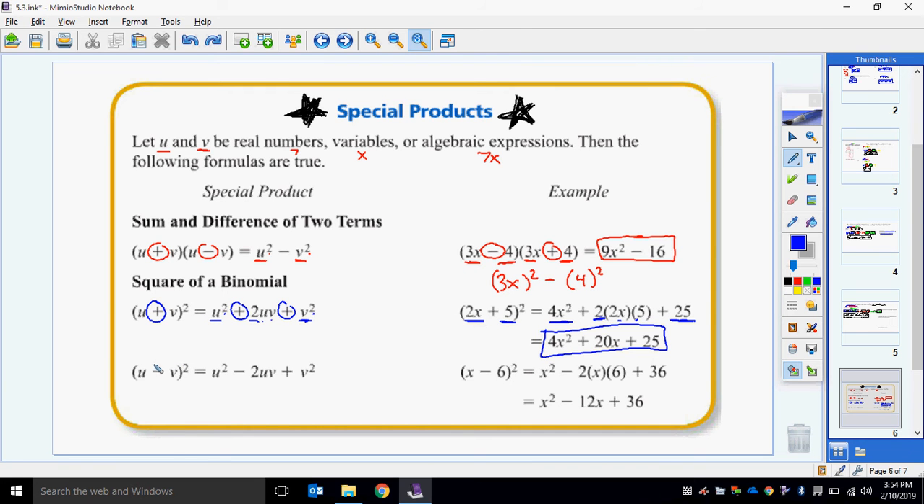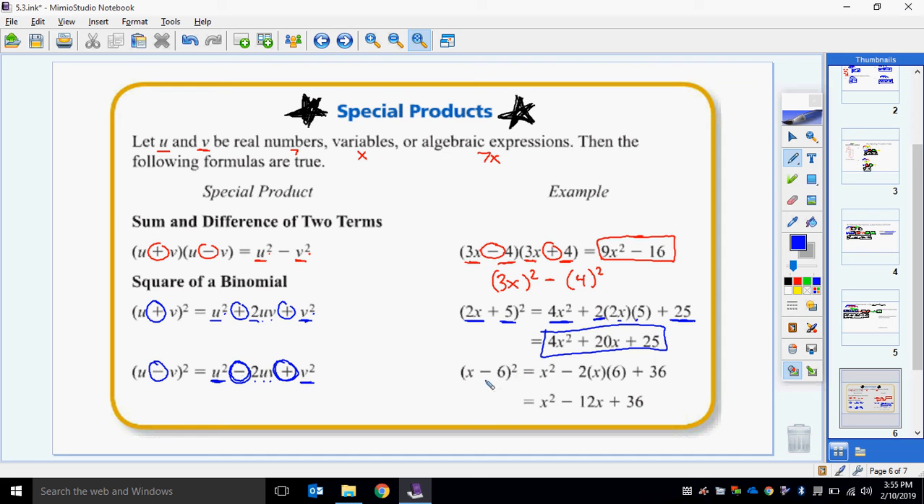Okay, what if that sign is subtraction? What if you're still squaring a binomial, but now instead of addition, you're subtracting? Well, same thing. First term squared, put it in the front. Second term squared, put it in the back. In the middle, you still have 2 times u times v, so 2 times both of your terms, but now this sign becomes subtraction. The back one is addition. Okay, so always be careful with that.